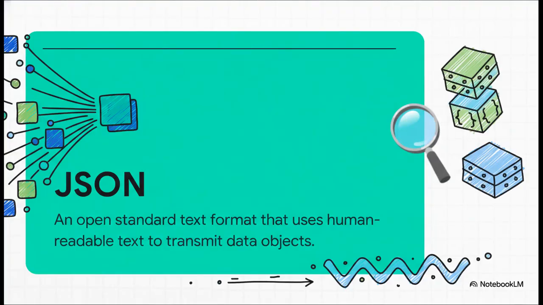It's called JSON, which stands for JavaScript Object Notation. And really, you can just think of it as a simple, text-based way to organize information. Now, the brilliant part is that it was designed to be incredibly easy for us, for humans, to read while also being super lightweight and efficient for computers to understand.